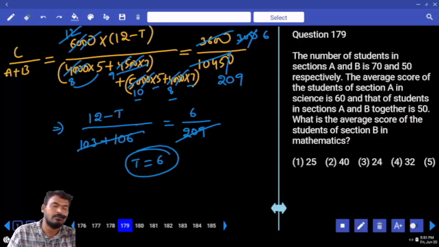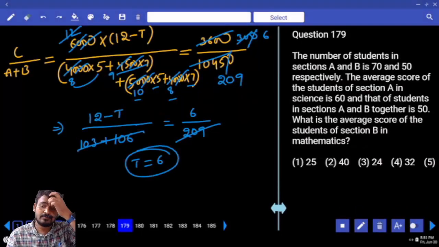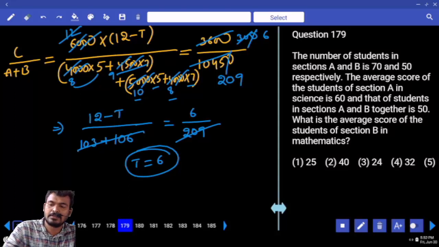Next question number 179. The number of students in sections A and B is 70 and 50 respectively. The average score of the students of section A in science is 60 and that of students in sections A and B together is 50. What is the average score of students in section B in mathematics?